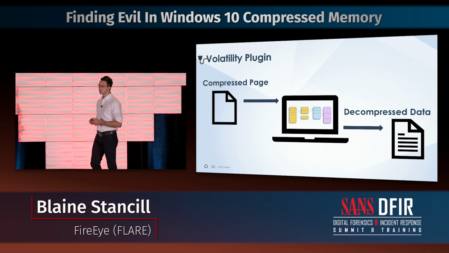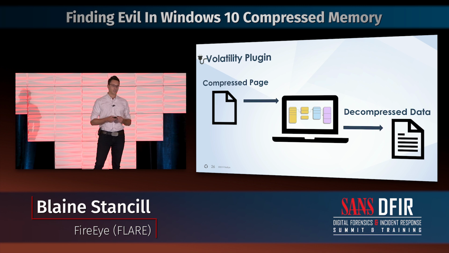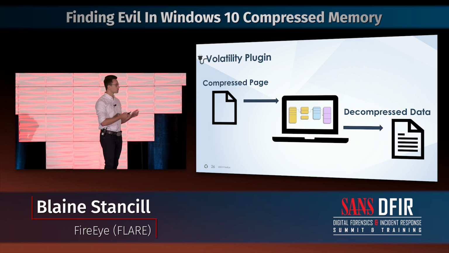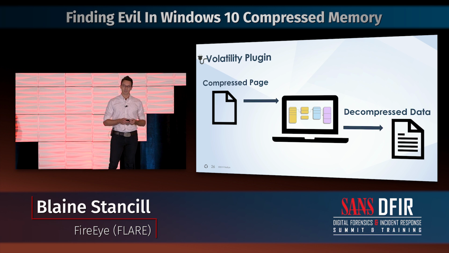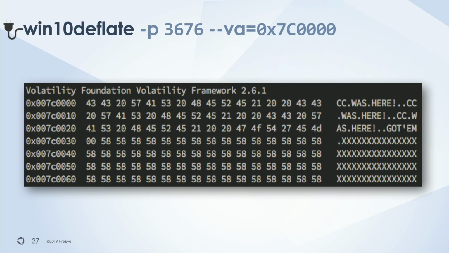So when trying to integrate his research, I was like, hey, why don't we just create a plugin to do a proof of concept? So the plugin I wanted to create, I wanted to give it a virtual address of a known compressed page, and I wanted to get back the decompressed data. So I did just that. I created a plugin called Win10Deflate. It takes a process ID, in this case 3676, and it also takes a virtual address for a known compressed page. Here, hex 7C followed by 4 zeros.